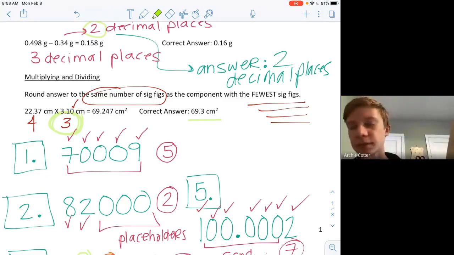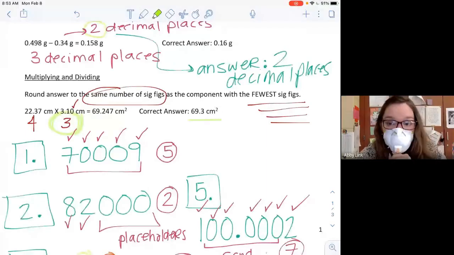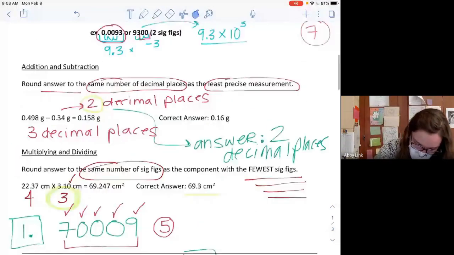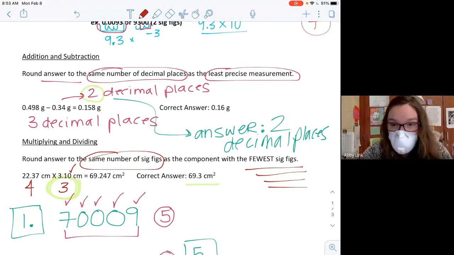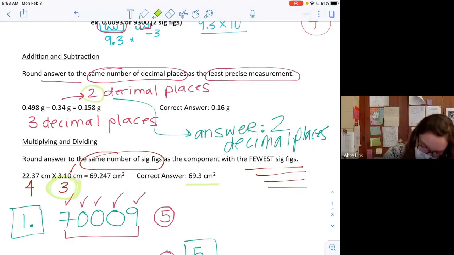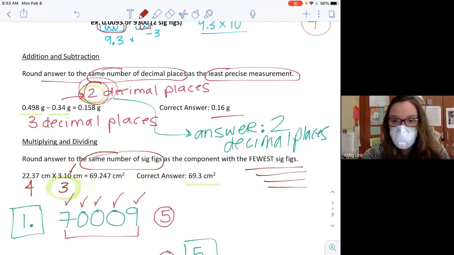What was the addition and subtraction rule? The addition and subtraction rule, Archie, is basically you have to have the same number of decimal places in your answer as the number with the fewest decimal places. So in our example here, this 0.34 has only 2 decimal places versus the 0.498 which has 3. So my answer could only have 2 decimal places. The 0.16 is what we come up with. All right, friends. Any other questions or concerns on the notes here?